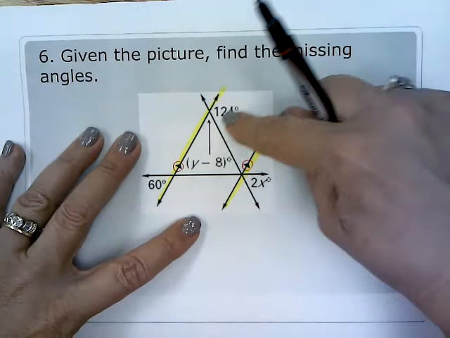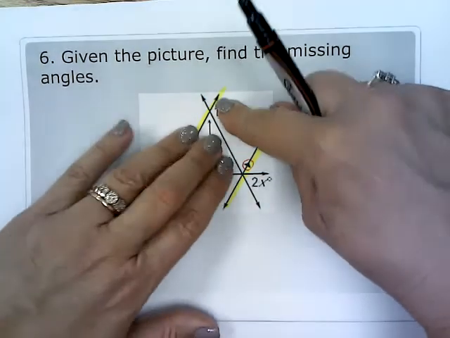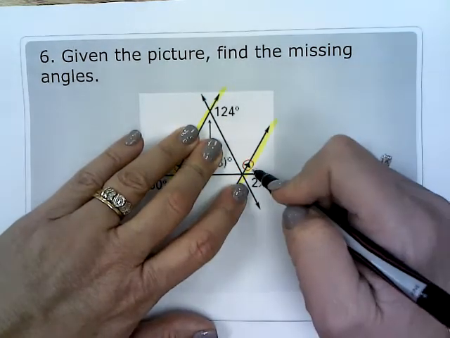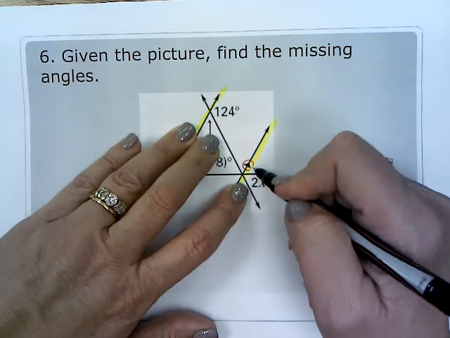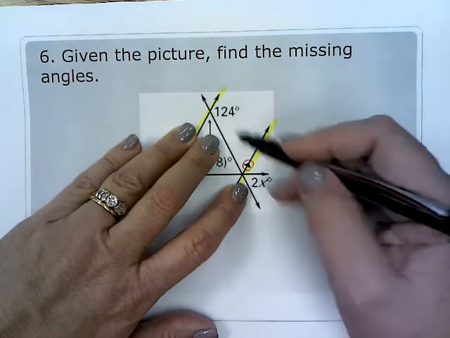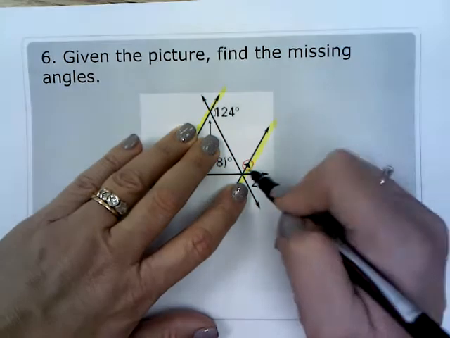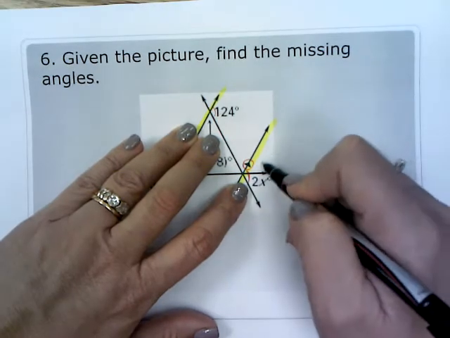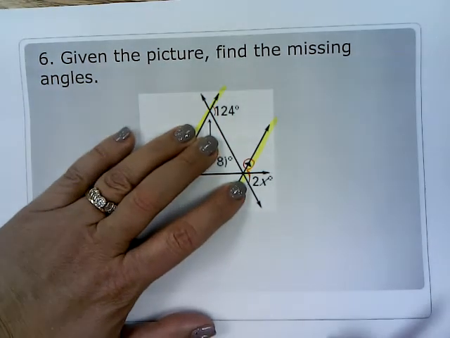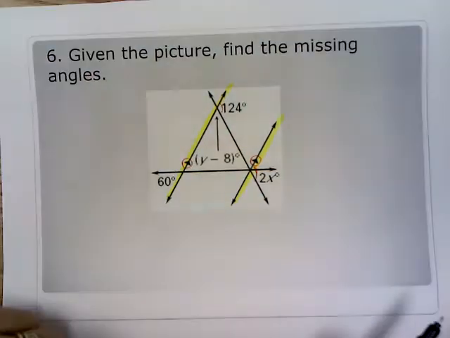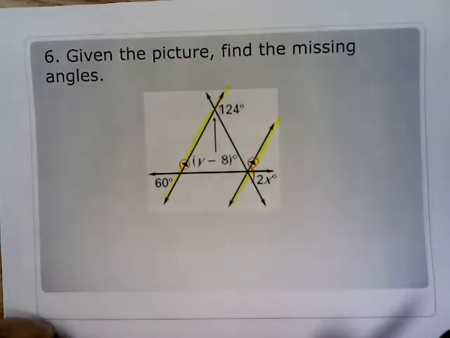Because they're parallel, this line right here is 124. That means this whole piece is 124, so I really can't go there yet. This whole angle is going to match this whole angle. I don't know this piece, so I really can't use that right now. So what else do I know?